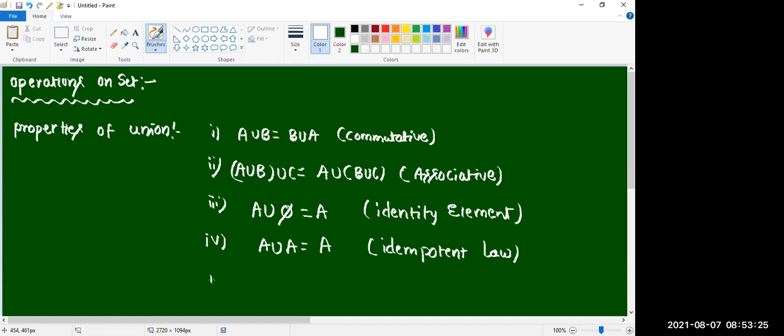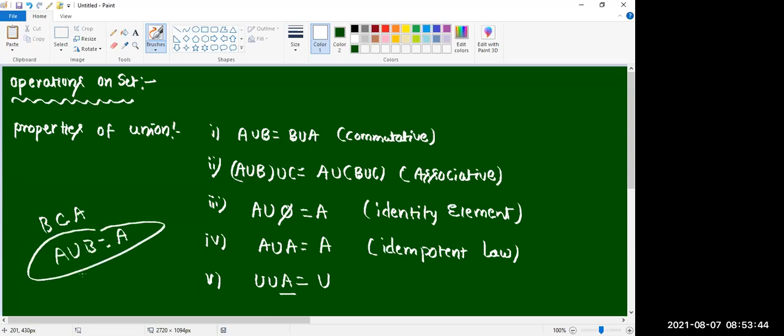So next one is U union A equal to U only. A is the subset of U. If B is a subset of A, then A union B equal to A only we are getting. Like that, U union A will become U only always. Write it down, please.